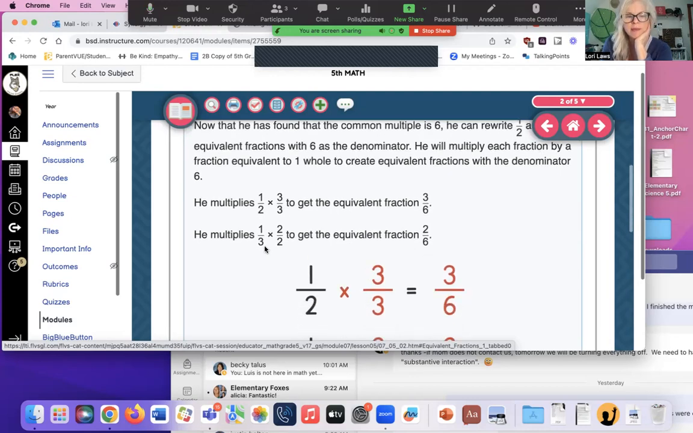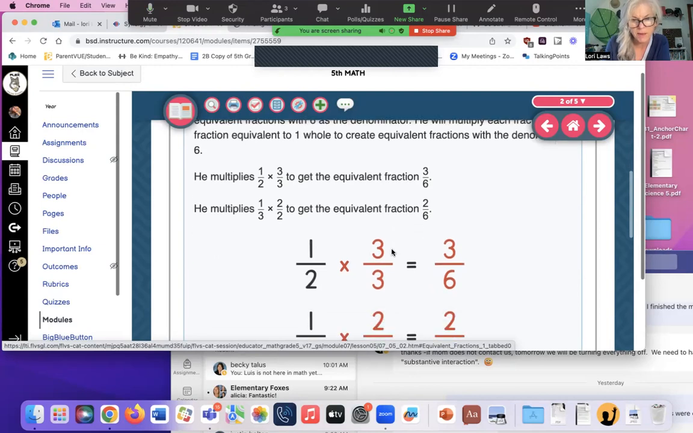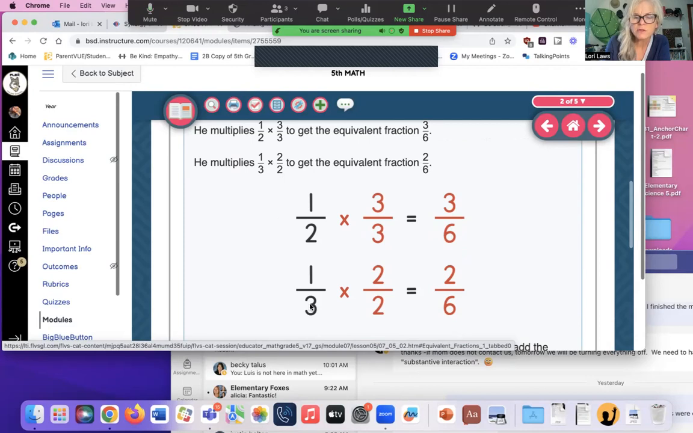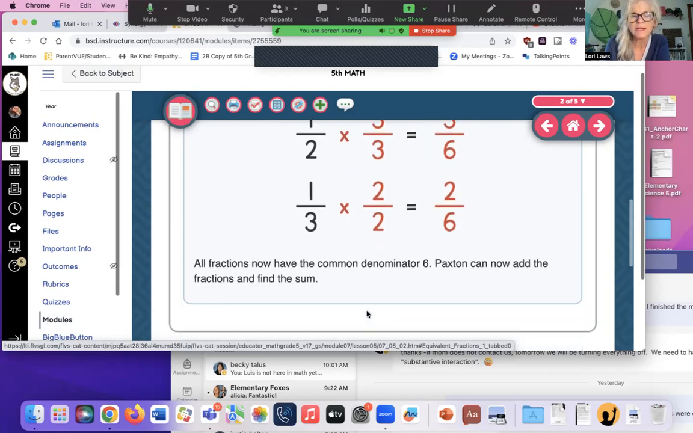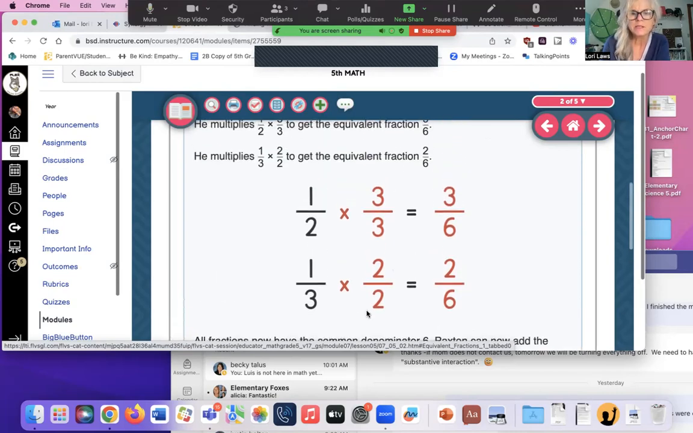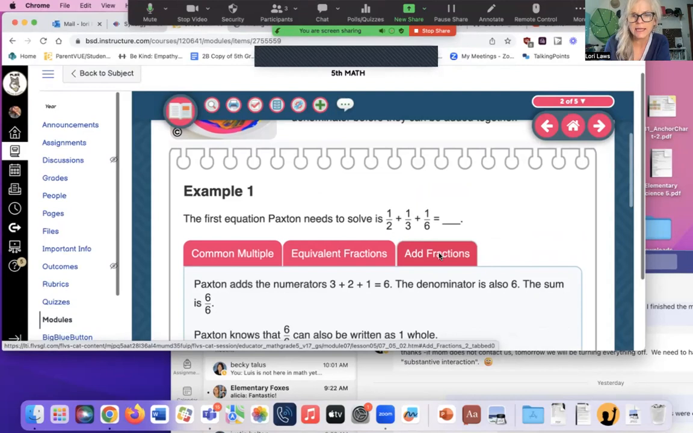Then 1/3, I do the same thing. I ask myself, what do I have to times 3 by to get my denominator of 6? In other words, if I have a cake and I had cut it into 3 pieces, how many times am I going to have to cut it to get it to be 6 pieces? Well, if I cut each piece in half, I'm going to get to the equivalent fraction of 2/6. That's kind of a bad example, but just ask yourself, what do I times 3 by to get to 6? 1/3 times 2. All right. You would be cutting each piece of cake into 2 pieces, if that makes sense. So now I have 3 common denominators and I can add them together.